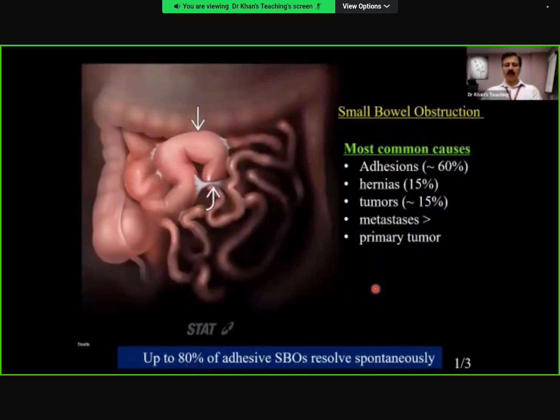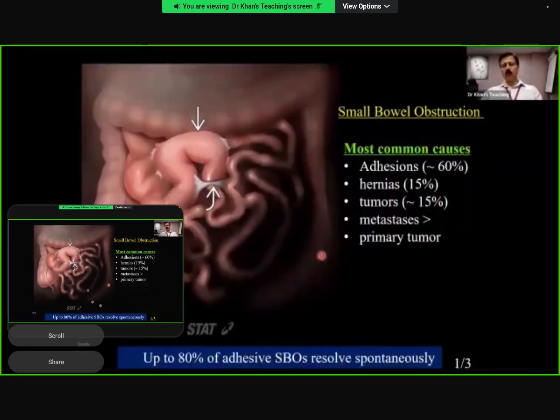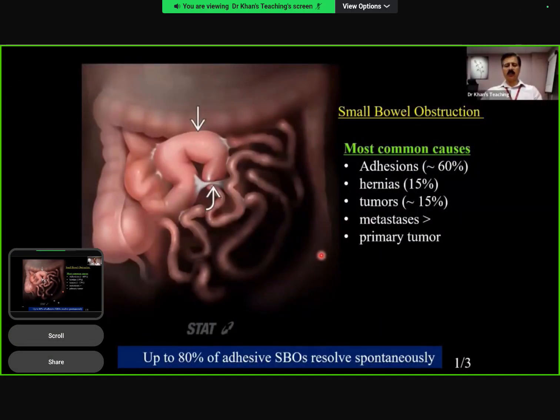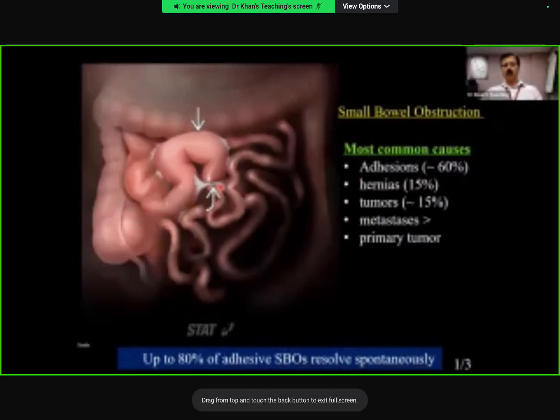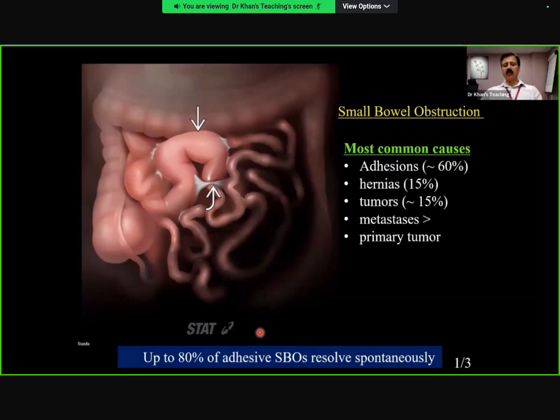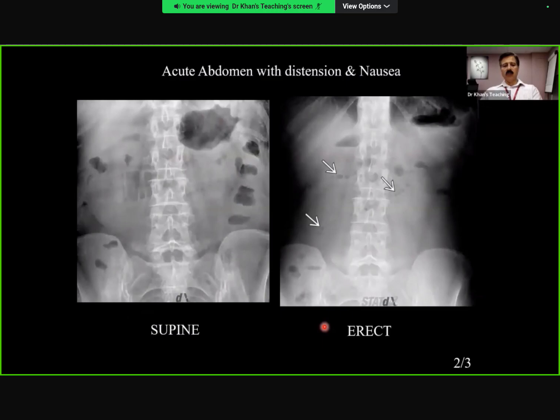And whatever is on this slide, there are a few viva questions which have been asked in the exam. As I told you in the beginning also, adhesions are the most common cause. These are the causes which you have to remember. Again, this is a viva question. Adhesion, 60%, is the most common cause. Please also remember the concept that 80% of them might resolve. So this is important.